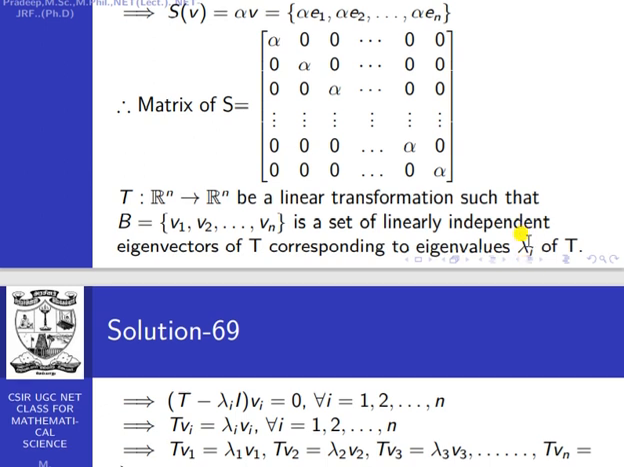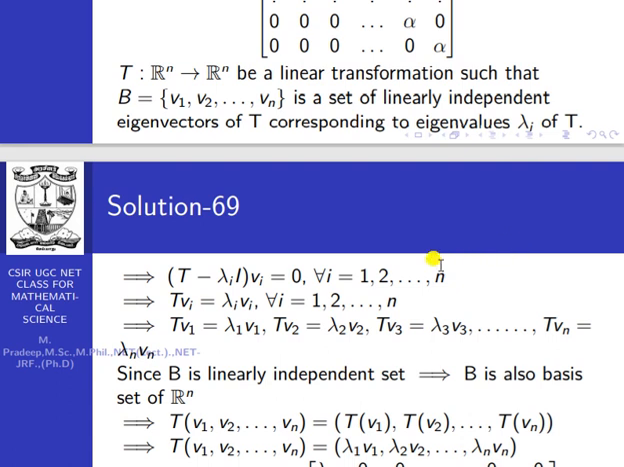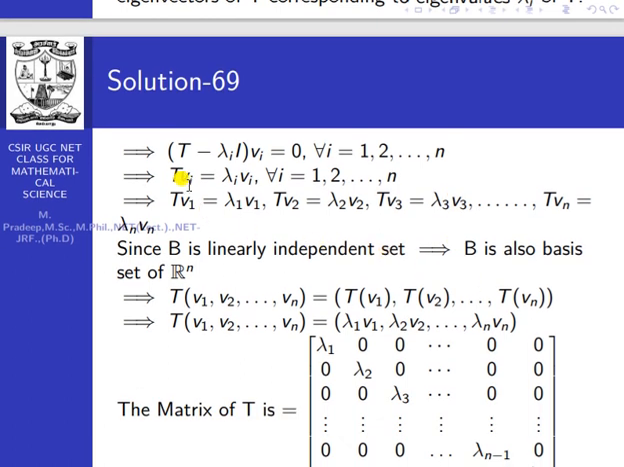That is all. Okay, from this, when you use the basic definition of the eigenvector, (T minus lambda i I) vi equal to 0 for all i equal to 1 to n. From this, T of vi equal to lambda i vi. So T of v1 equal to lambda 1 v1, T of v2 equal to lambda 2 v2, T of v3 equal to lambda 3 v3, ..., T of vn equal to lambda n vn. Since B is a linearly independent set, B is also a basis of R^n.